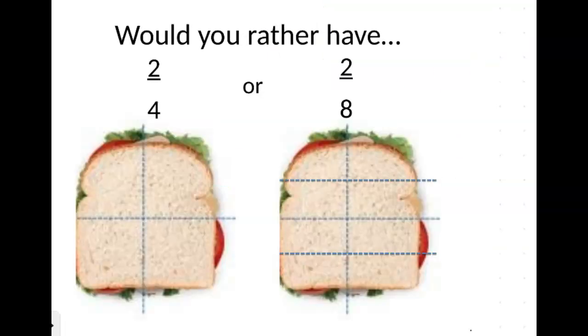Let's take a look at some problems. Here I have 2 sandwiches that are the same size. One is partitioned into 4ths, 1, 2, 3, 4, and the other is partitioned into 8ths, 1, 2, 3, 4, 5, 6, 7, 8. Would you rather have 2/4 or 2/8? Well, let's shade them to find out. The first one, 2 out of the 4. It's pretty much half my sandwich.